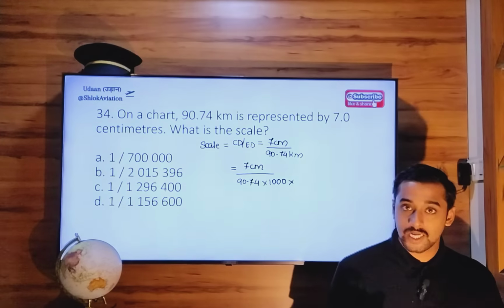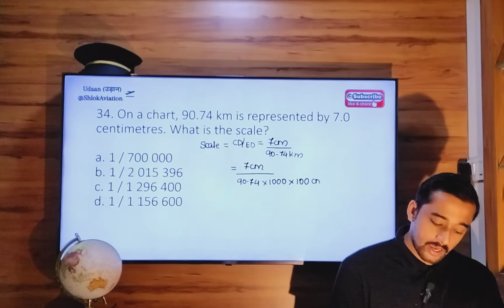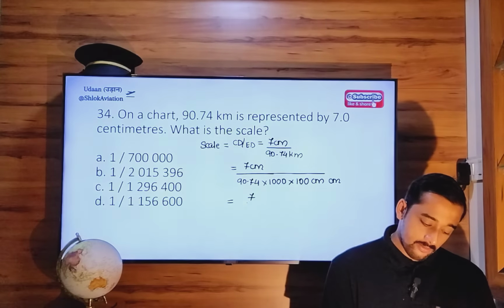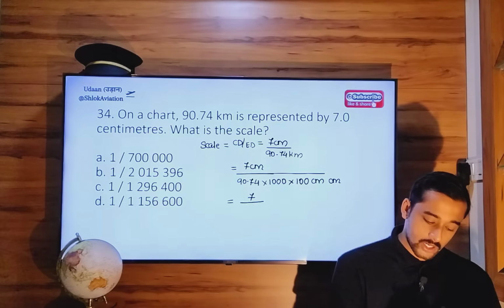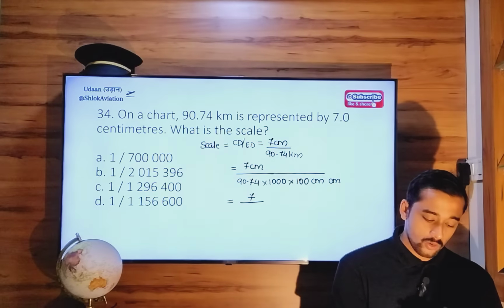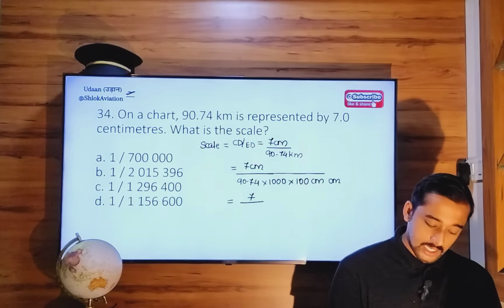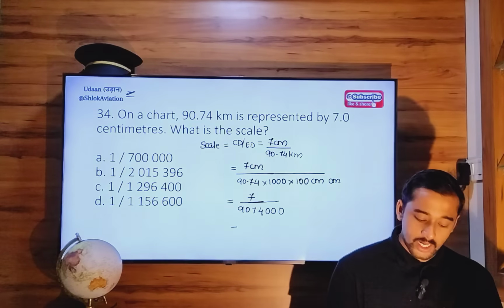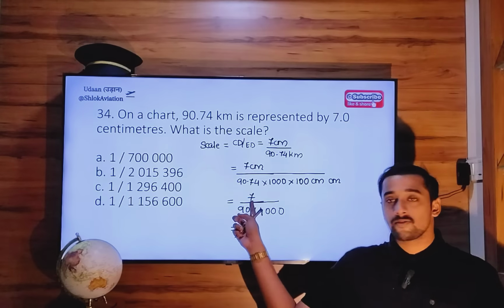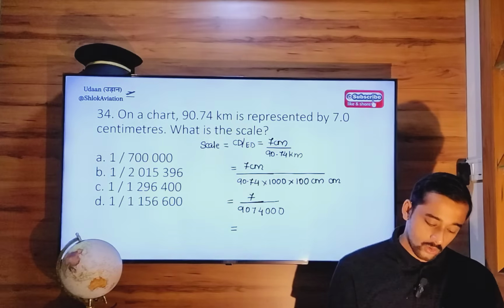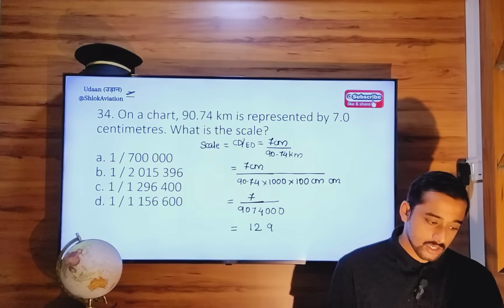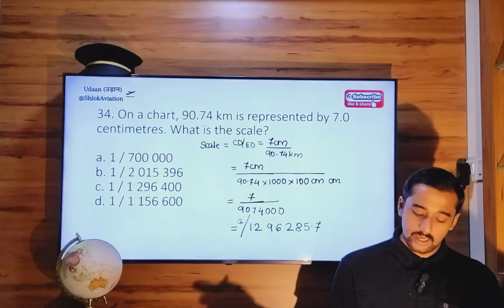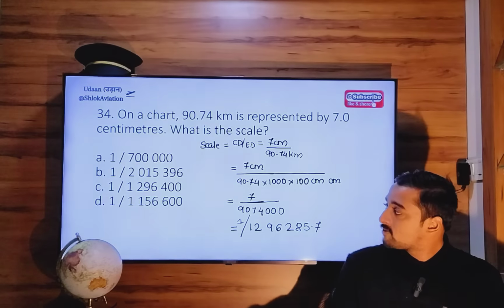1000 meter. 1 meter is 100 centimeter. So multiply by 100 again. Now your denominator is also in centimeter. So 7 divided by 90.74 into 1000 into 100, that is equal to 9074,000. Now divide numerator and denominator by 7 to eliminate 7 in the numerator. So that is equal to 1296,285 decimal 7. So 1 divided by 1296,285 decimal 7.